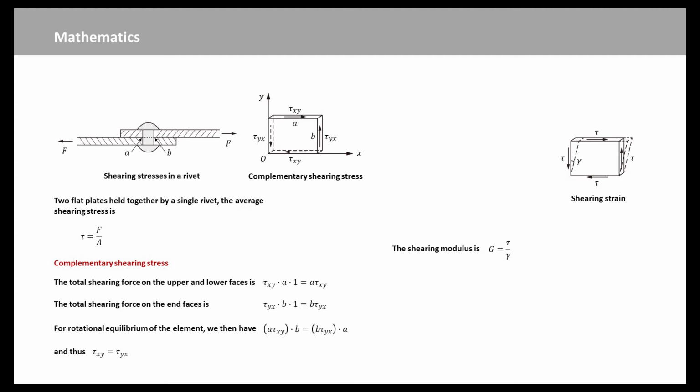For many materials, shear strain is linearly proportional to shear stress within certain limits. This linear dependence is similar to the case of normal stress. The shear stress tau is equal to G times gamma, where G is the shear modulus or modulus of rigidity.